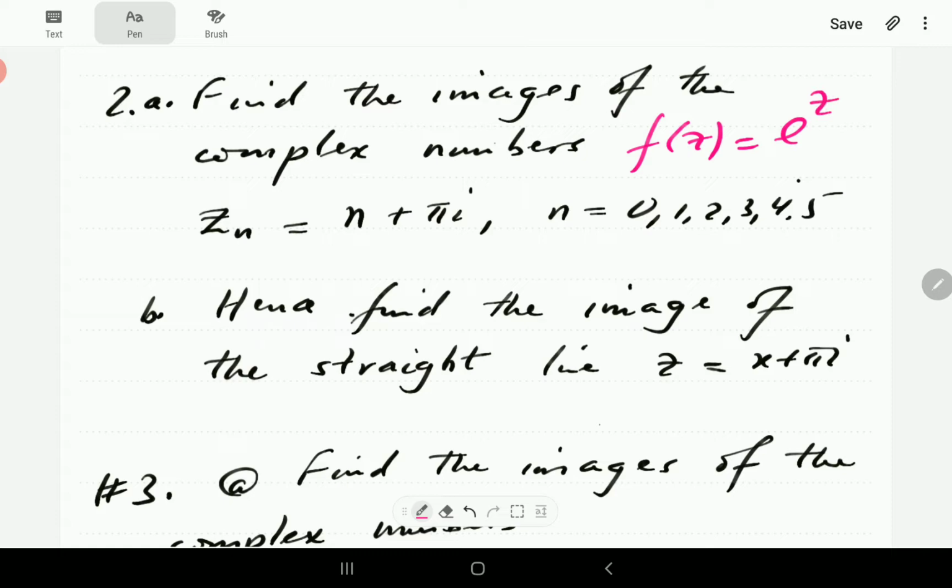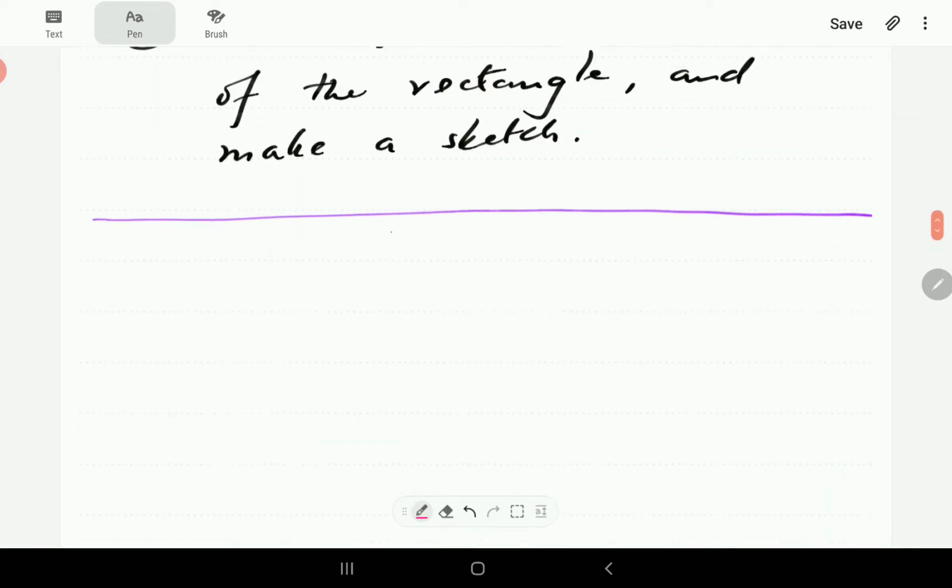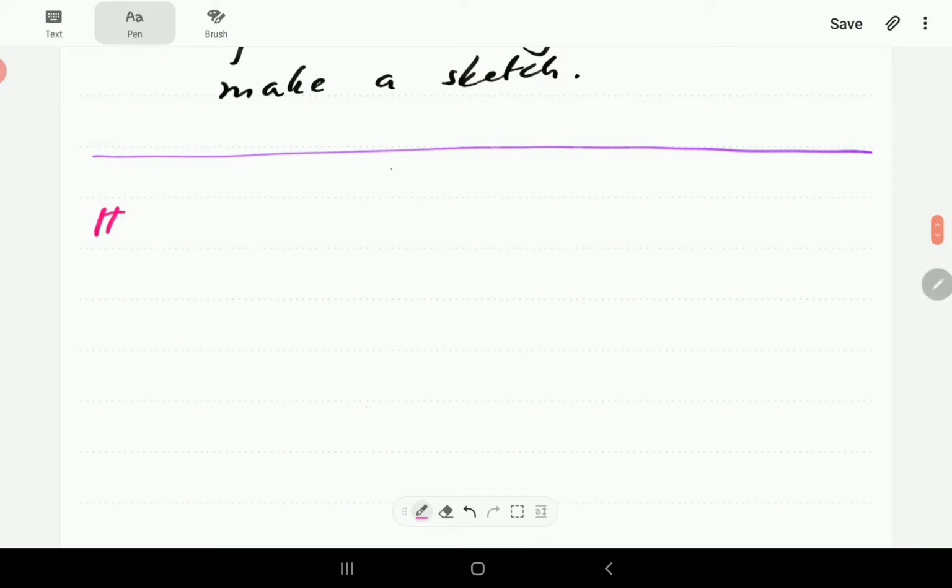And then in part B, we are going to find the image of the horizontal straight line z equals x plus pi i. These points are actually part of this straight line. Okay, so let's get straight onto it. So first of all, z equals n plus pi i.